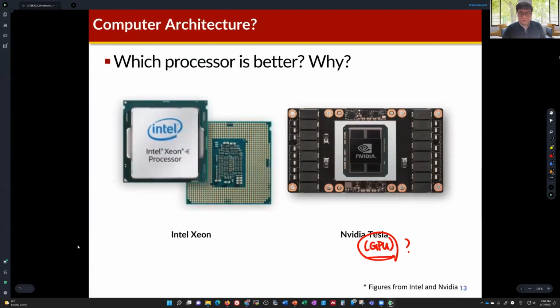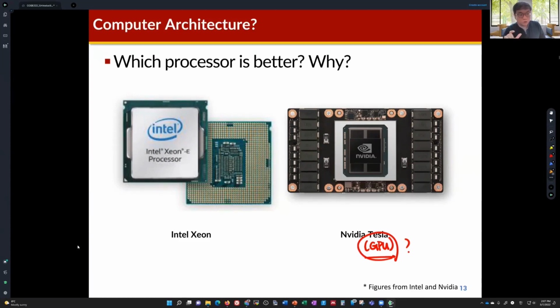Also, I showed these slides. There are also different architectures, like CPU and GPU, and I briefly explained about these. I believe you don't know the detailed inside of the CPU or GPU processors, because this is an undergraduate course.